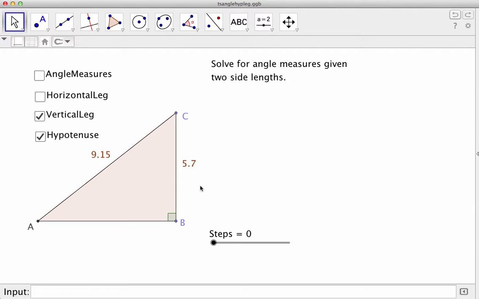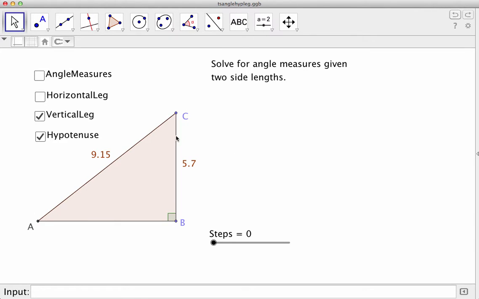Suppose that instead of being given angle measures and a side length and being asked to find missing side lengths, we were given two or three side lengths and asked to find the angle measures. So here we have the length of one leg and the length of the hypotenuse. We could use the Pythagorean theorem, of course, to find the length of the third side. To find the angle measures, though, we will have to use trigonometry.